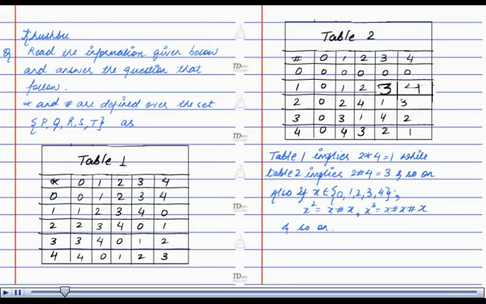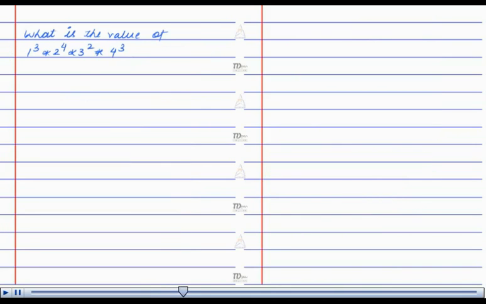Read the information given below and answer the question that follows. Star and hash are defined over the set P, Q, R, S and T as shown in table 1 and 2. Table 1 implies 2 star 4 is equal to 1, while table 2 implies 2 hash 4 is equal to 3, and so on. Also, if x belongs to 0, 1, 2, 3 and 4, x square is equal to x hash x, x cube is equal to x hash x and so on. What is the value of 1 cube into 2 to the power 4 into 3 square into 4 cube?